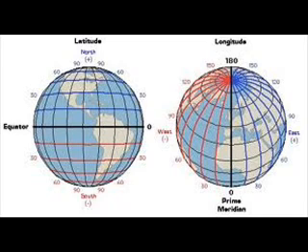Latitude lines, called parallels, run east and west around the Earth. Longitude lines, called meridians, run north and south. Latitude and longitude are measured in degrees. The shape of the Earth is a sphere. It is 360 degrees around a sphere. Each degree of latitude or longitude is 1/360th of the distance around the Earth. The symbol for degrees is a little circle.